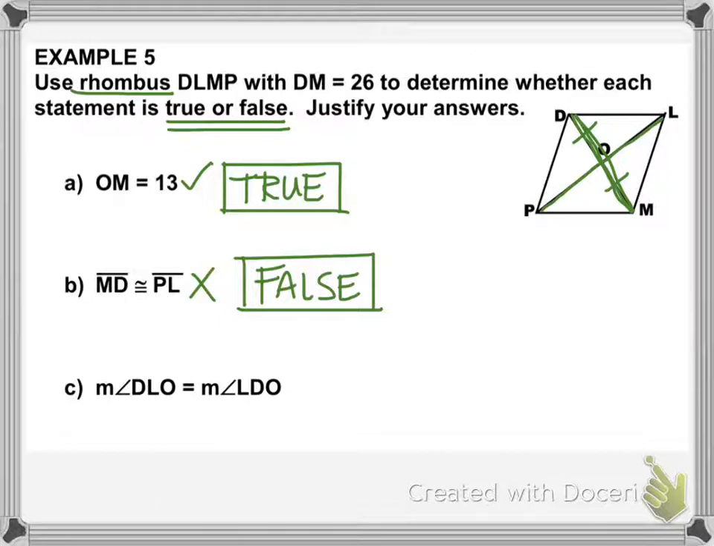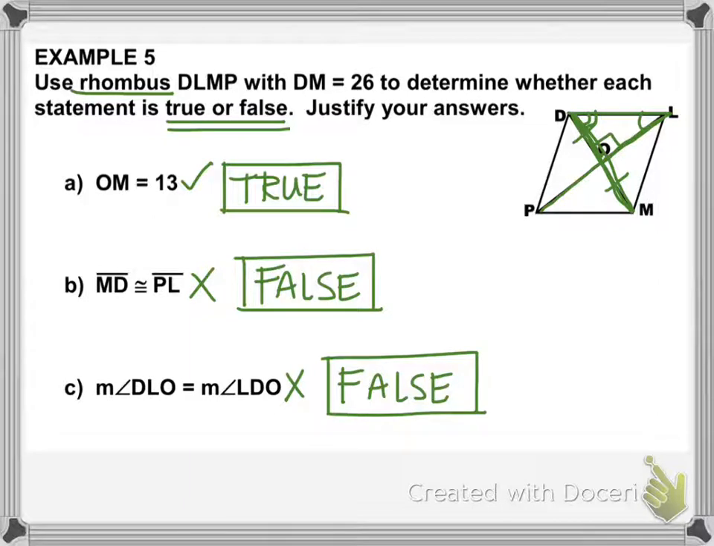All right, then it says the measure of angle DLO, that's this angle, is equal to the measure of angle LDO, that's this angle. That is not true. In a rectangle, those would be congruent, not in a rhombus or a parallelogram. Those actually are going to add up to 90 because I've got a right triangle, and the two acute angles in a right triangle add up to 90. But they're not going to be congruent. This is not true. Now, in some of our shapes, they are going to be true. All right, write down any questions you have about either of these that you're not understanding.